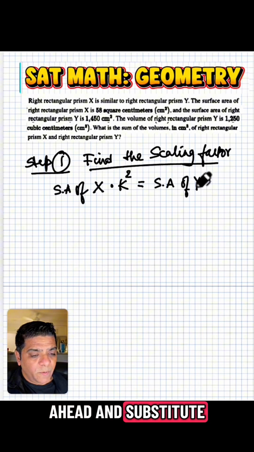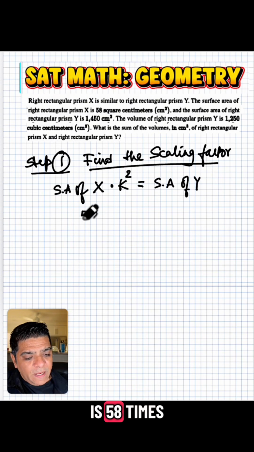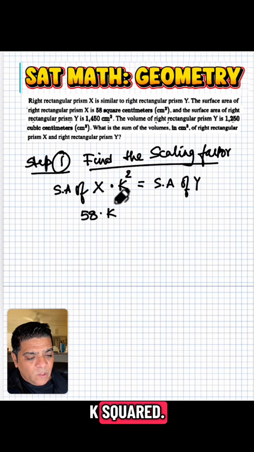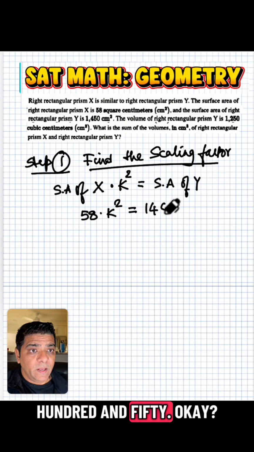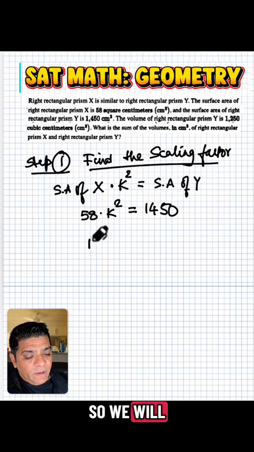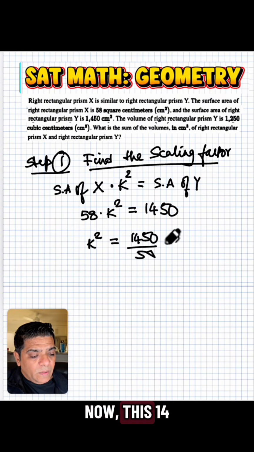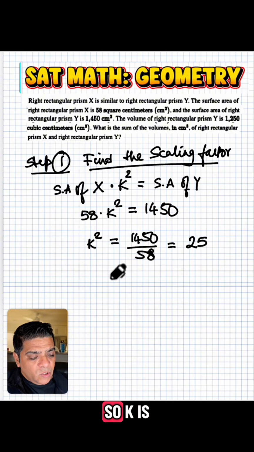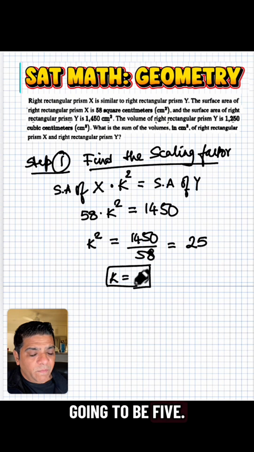So let's substitute those values. We are given that the surface area of X is 58, so 58 times k squared, the scaling factor squared, equals the surface area of Y, which is 1450. Now let's divide both sides by 58. We get k squared equals 1450 divided by 58. Now 1450 divided by 58 is equal to 25, so k is going to be 5. So our scaling factor is 5.